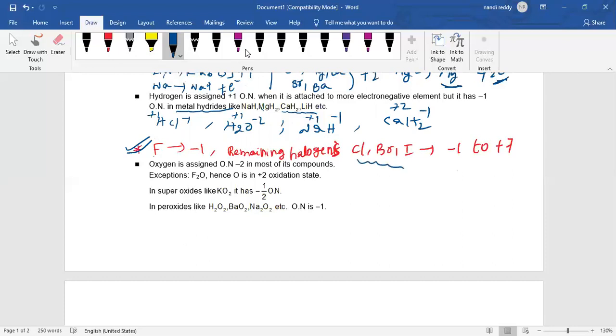That changes depending upon the compound. Some students ask, sir, how can one element show different oxidation numbers? That depends upon the compound. For example, in HCl, Cl is the more dominating element. That's why it can take an electron from hydrogen, and that's why it can show -1.